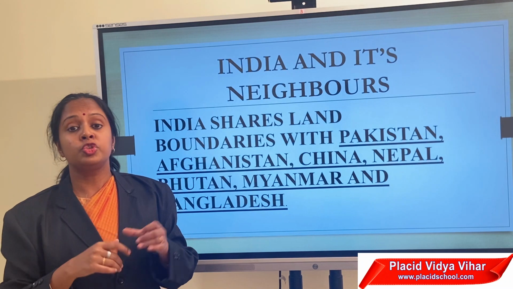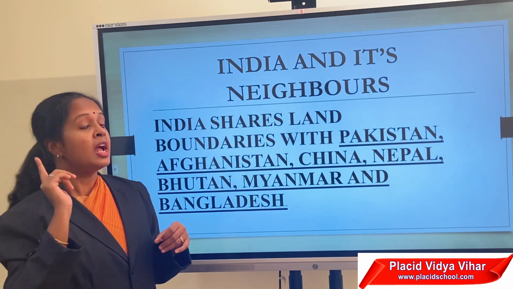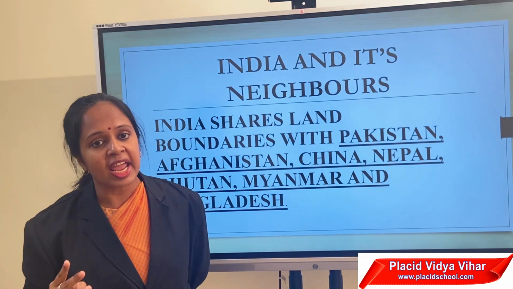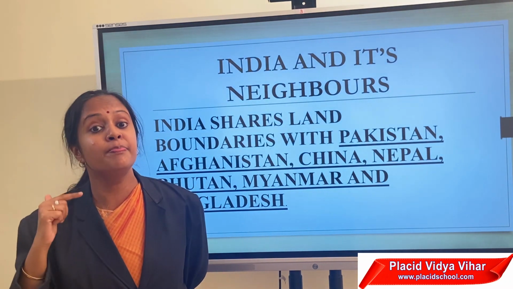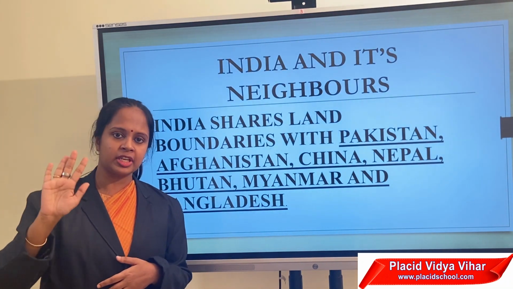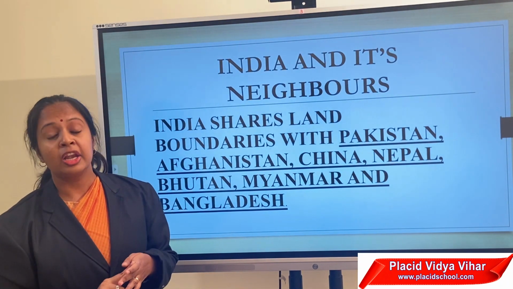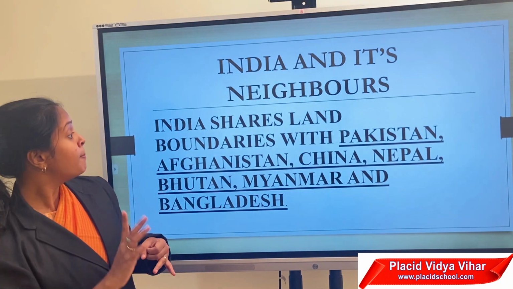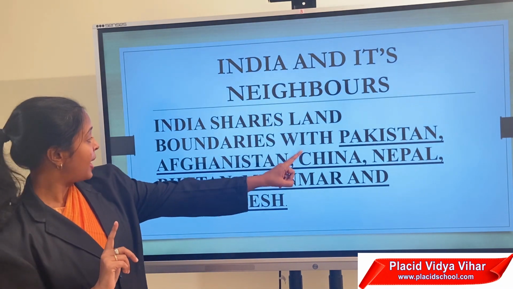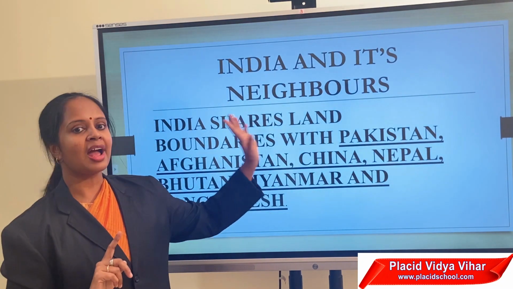We have a total of 9 neighboring countries. Children, India shares land boundaries with Pakistan, Afghanistan, China, Nepal, Bhutan, Myanmar and Bangladesh. So our country India shares land boundaries with 7 countries. Which are they? Pakistan, Afghanistan, China, Nepal, Bhutan, Myanmar and Bangladesh.